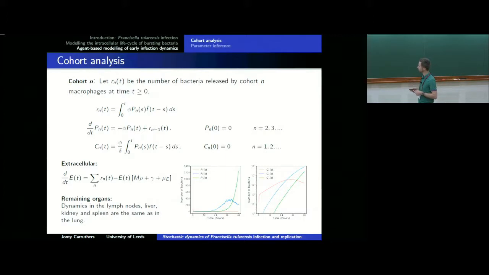So we're just going to restrict ourselves to looking at a single cohort, so just P1 and C1, in the remaining organs. And on the right here, you can see comparisons between these approximations for the first three cohorts against the agent-based simulations as well. So they seem to match well.